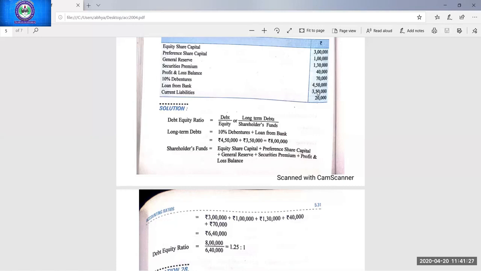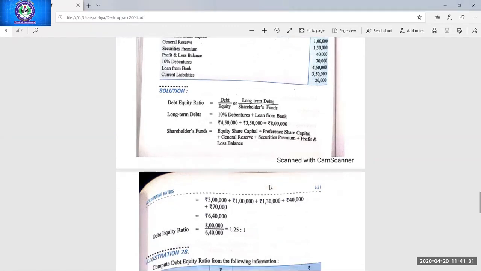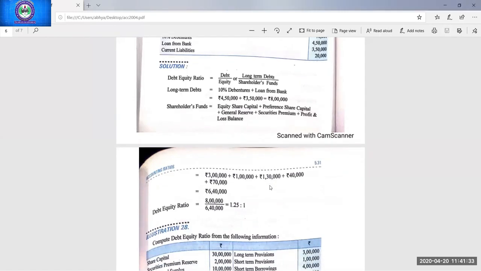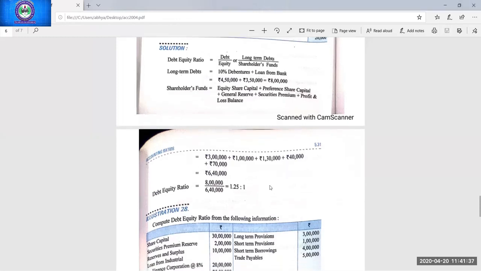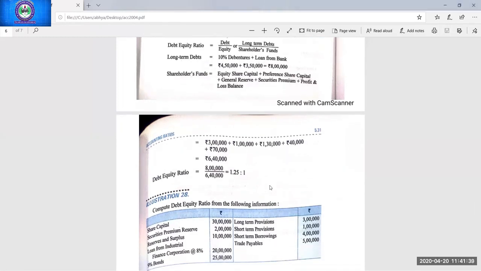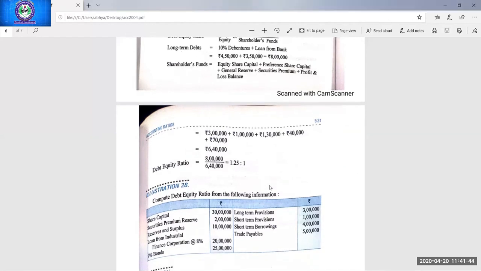So the shareholder funds are equal to 6,40,000. Now 8 lakh upon 640, which is equal to 1.25:1. So okay, one last question. This is the last question. Take your time and do it. Till then I am reading the question. Again, the debt equity ratio you have to calculate.